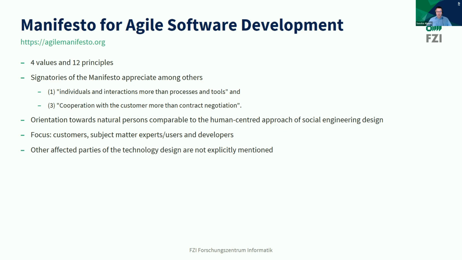in their projects. For example, the signatories of the manifesto believe that individuals and interactions are more valuable than processes and tools. So you could see that they concentrate on persons, but if you take a deeper look at these persons, you could see that the human-centered approach is focusing on customers, subject matter experts, users, and developers, so not about other end users, for example. Other affected parties for the technologies are not explicitly mentioned in the agile models.